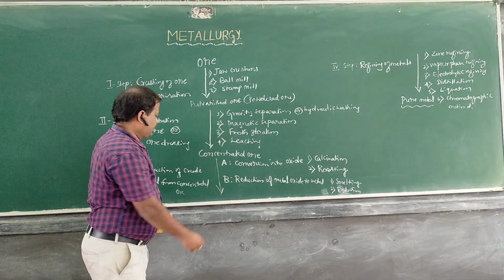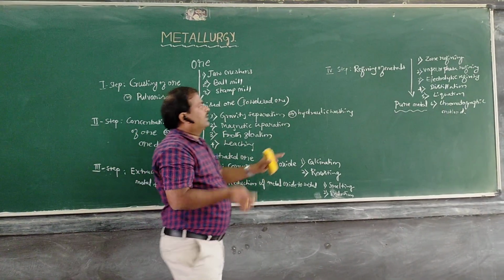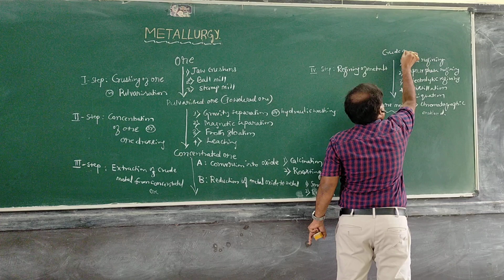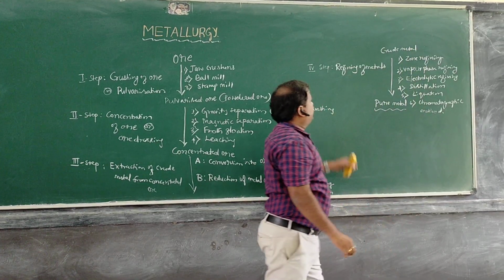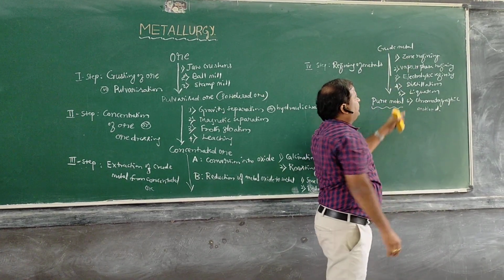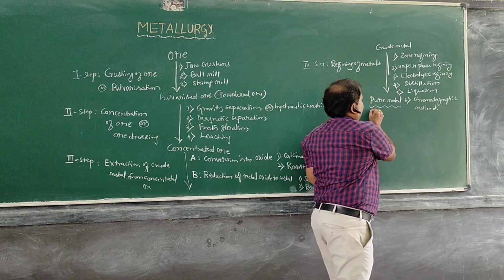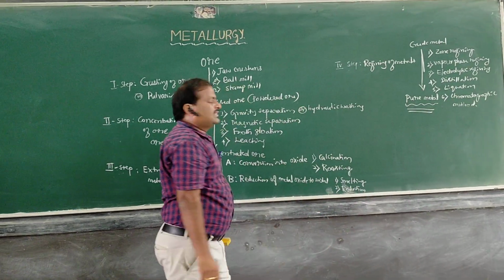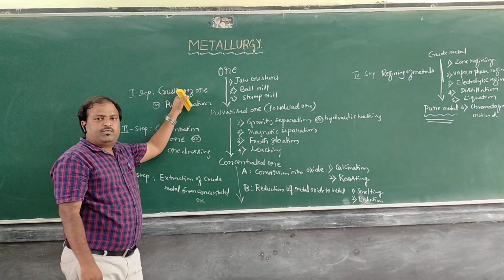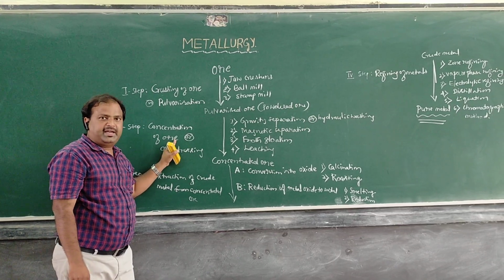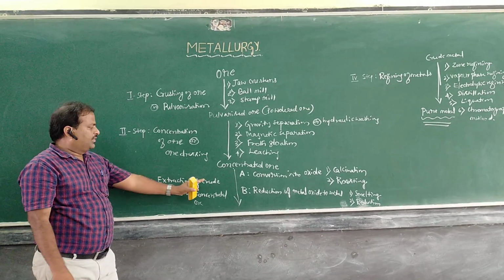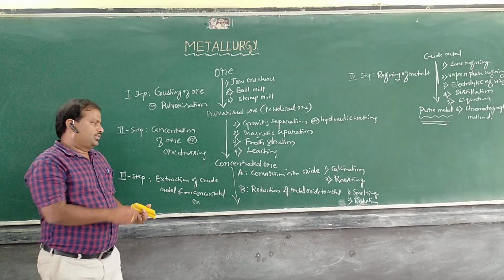Here we get a crude metal. And the last step is refining of metals. This crude metal, followed by one of the refining techniques, gives a pure metal. This is the metallurgical process. In the last class, the first and second steps, crushing of ore and concentration of ore, were completed. Today we will discuss the third step, extraction of crude metal from concentrated ore.